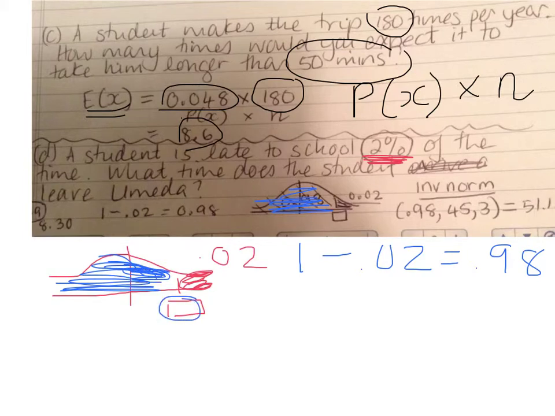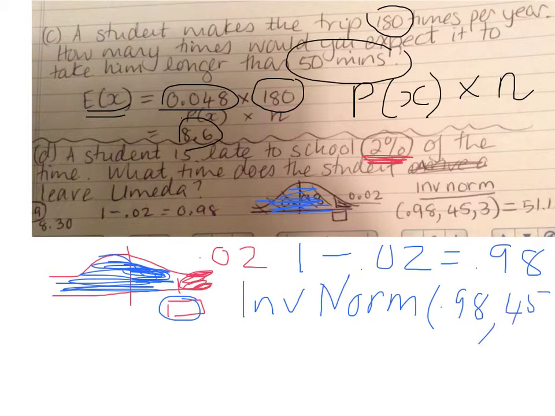So we're going to do the opposite of normal CDF, which is called inverse normal, inv norm. And you press second distribution, same button that we've been pressing all along, and it should be the third one down. Enter the probability of the value to the left, enter the mean, enter the standard deviation, and you should get 51.1. So that means the person's late if it takes them 51.1 minutes.